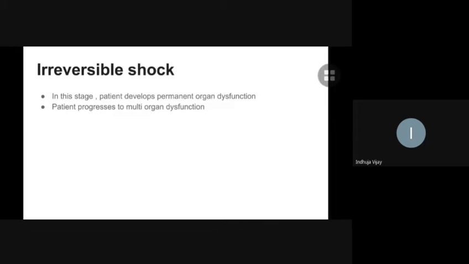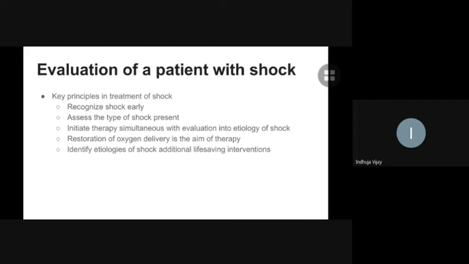Next, coming to irreversible shock. In this stage, there is permanent organ dysfunction. The patient will progress to multi-organ dysfunction, and the mortality rate will be very high. So, how to evaluate a patient with shock?